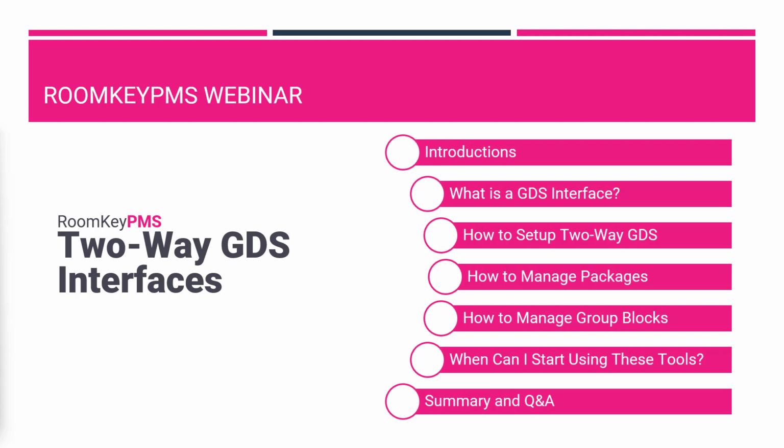This month, we're taking a look at the two-way GDS interfaces offered with RoomKeyPMS. For our webinar presentation today, we'll start with an introduction. Then we'll dive right into our topic and define what is a GDS interface. We'll look at how to set up two-way GDS interfaces. We'll also take a look at how to manage packages with these interfaces, as well as group blocks. Then we'll talk about when you can start using these tools that we'll demonstrate throughout the presentation, and we'll wrap it all up with a summary and Q&A.